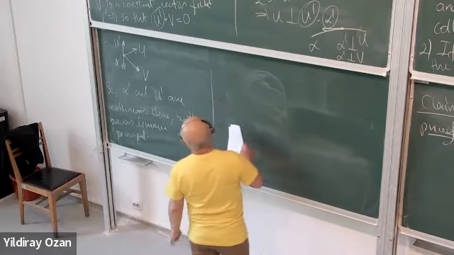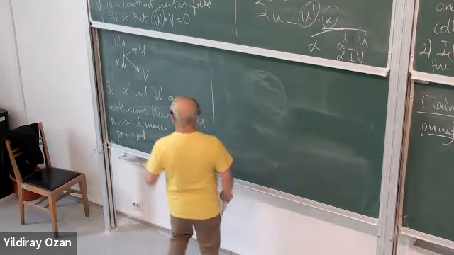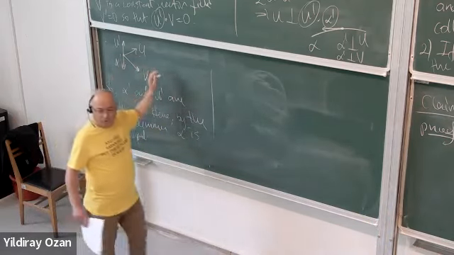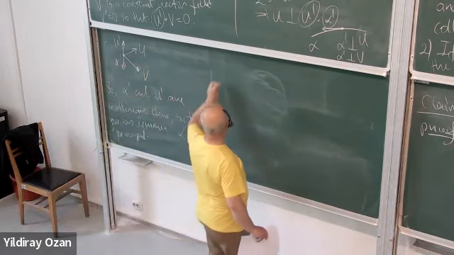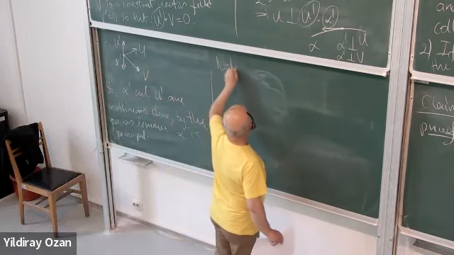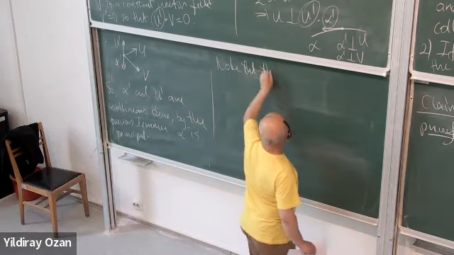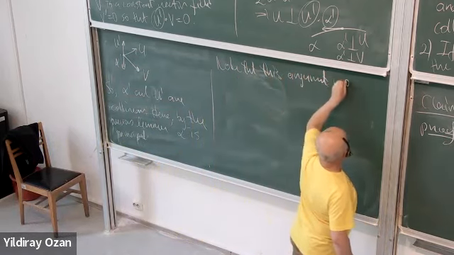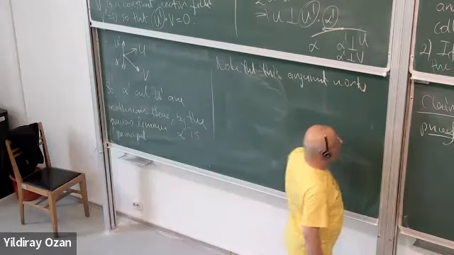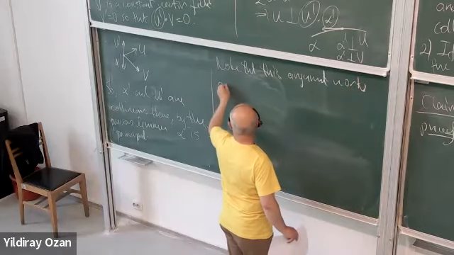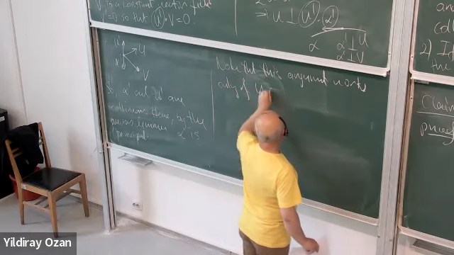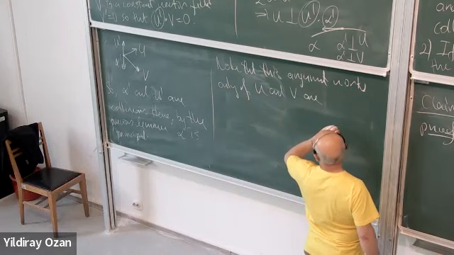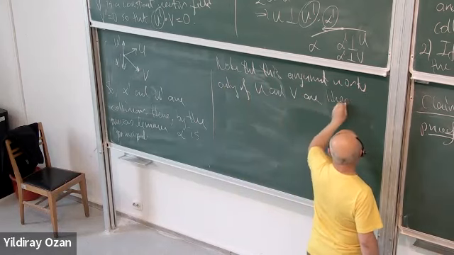Here, of course, this argument, as I pictured here, assumes that U and V are linearly independent. Note that this argument works only if U and V are linearly independent.